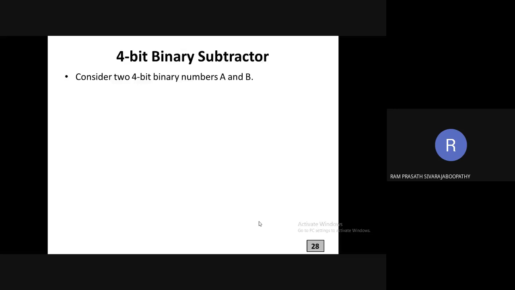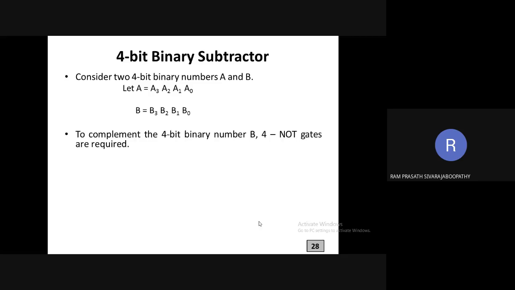Now, consider two 4-bit binary numbers A and B. So now we are discussing the 4-bit binary subtractor. Two numbers A and B we have, that A equals A3, A2, A1, A0, and B equals B3, B2, B1, B0. To complement the 4-bit binary number, 4 NOT gates are required. To perform the 4-bit addition operation A plus B bar, we need 4 full adders. Correct? Fine. இது மட்டும் பண்ணா போருமா? What about the other thing we have to do?